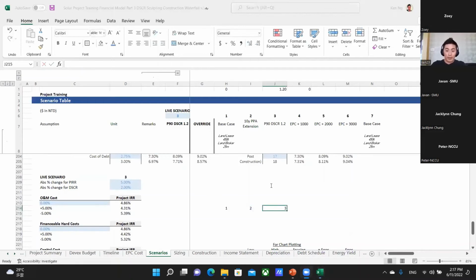So the best way around this is, if you're running a lot of data tables, to make sure that you set it to the second option, automatic except for data tables, right? Because when you do that, you can make edits without the data tables updating, so it doesn't slow you down as you make edits to the financial model. So make sure that it's always set to this one.